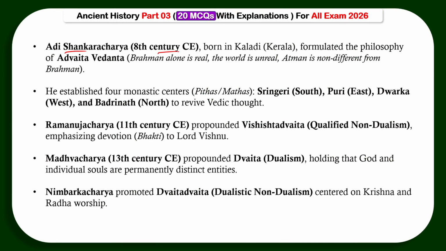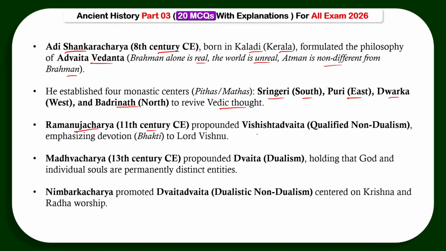Adi Shankaracharya, 8th century CE, born in Kaladi, Kerala, formulated the philosophy of Advaita Vedanta. Brahman alone is real, the world is unreal, Atma is non-different from Brahman. He established the 4 monastic centers, Sringeri south, Puri east, Dwarka west, and Badrinath north, to revive Vedic thought.